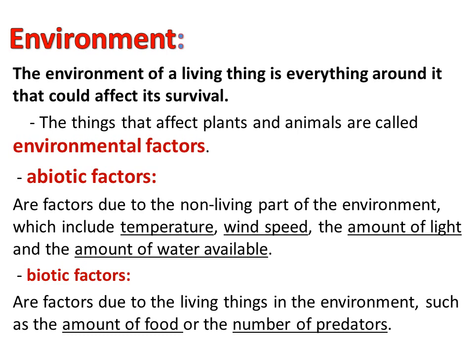But the biotic factors are factors due to the living things in the environment, such as the amount of food or the number of predators. This would affect the animal immediately. They are living things that affect this living thing. The abiotic factors are due to the non-living part of the environment, and the biotic factors are due to the living things in the environment.